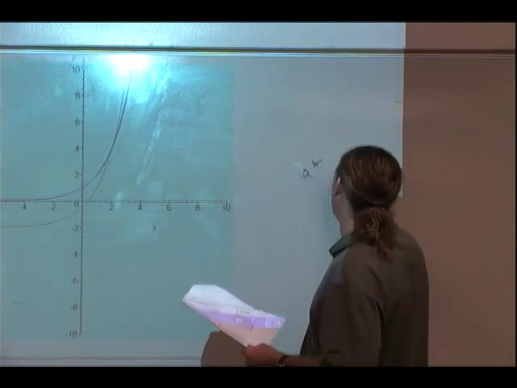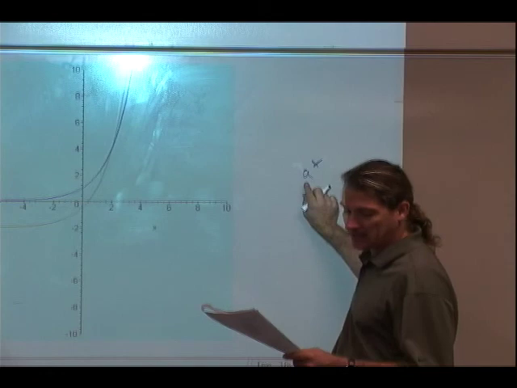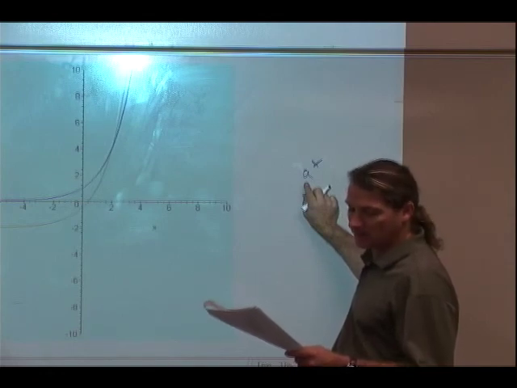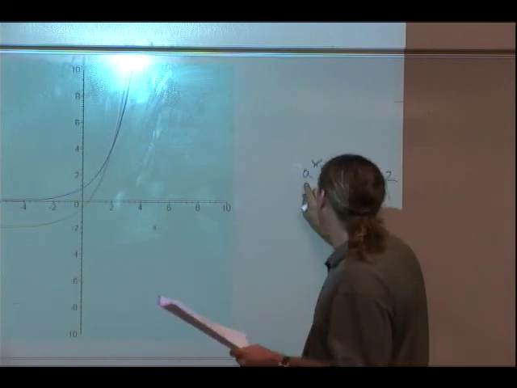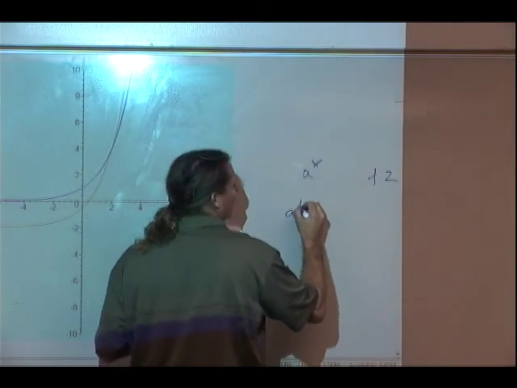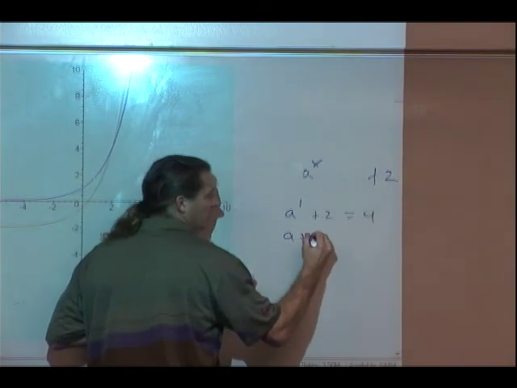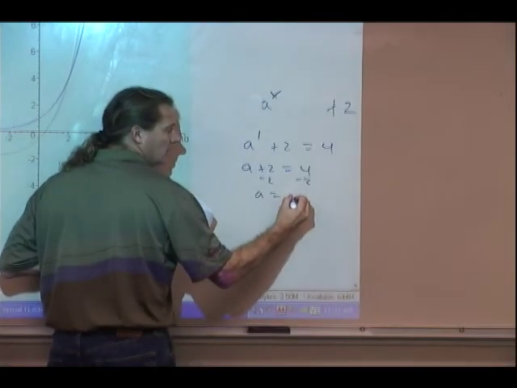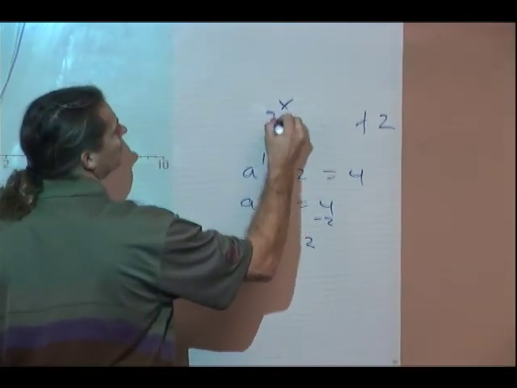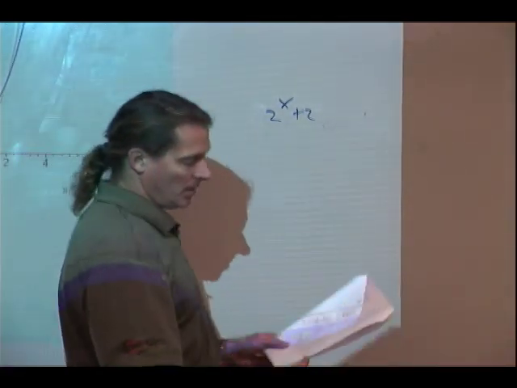And it's going to be a to the x plus 2. The question now is, what is a? Well, let's go over to what happens when x equals 1. What value do you see there? When x equals 1, what does the function go to? 4. So we know that a to the 1 plus 2 is equal to 4. A to the 1 is just a, so a plus 2 is equal to 4. So if I subtract 2 from both sides, a must be 2. So we're looking at 2 to the x plus 2 there. That should be a pretty good representation of that.